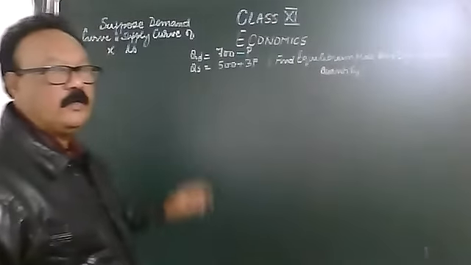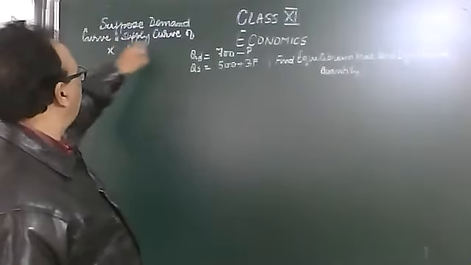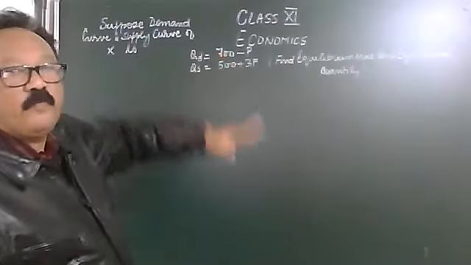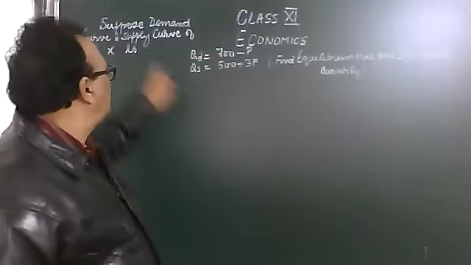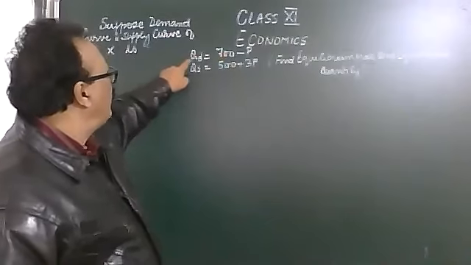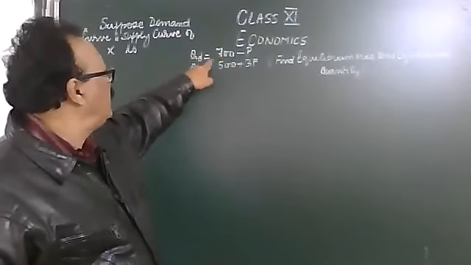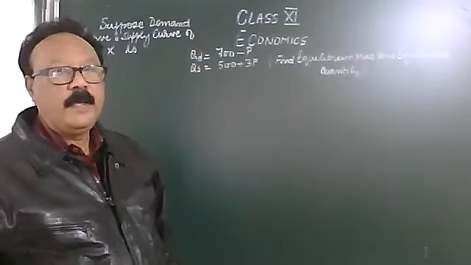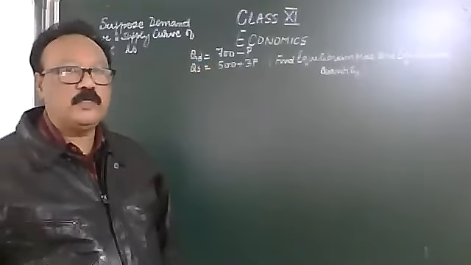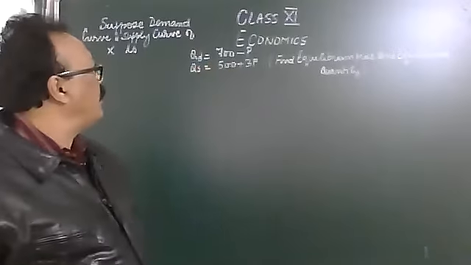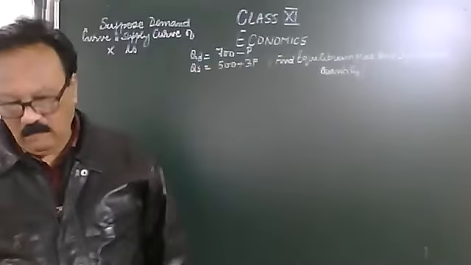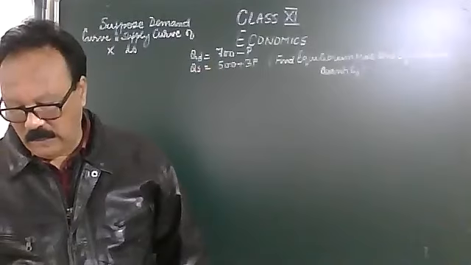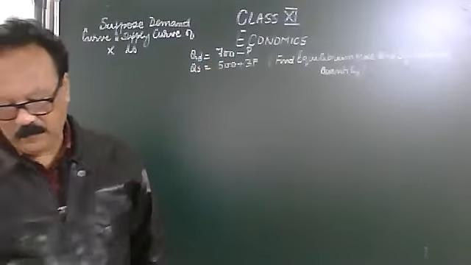Copy down this question. Suppose the demand curve and supply curve of a commodity X of a perfectly competitive firm is given as QD, that is the quantity demanded, is equal to 700 minus P and the quantity supplied is equal to 500 plus 3P. Find the equilibrium price and the equilibrium quantity.